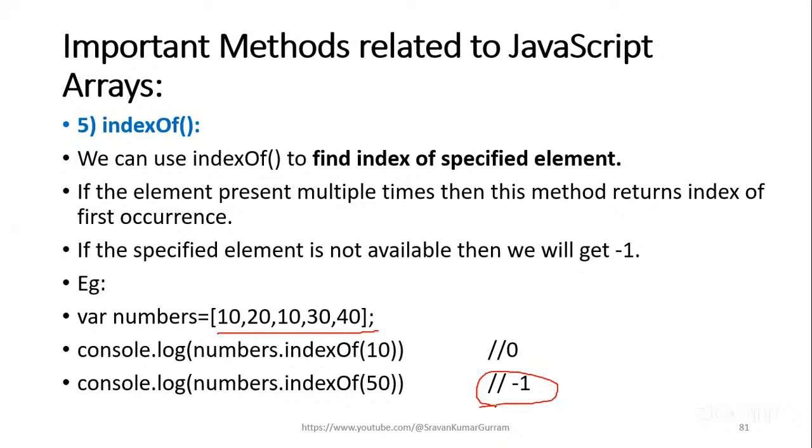If the element is found, it returns the index value of that particular element, case 1. Case 2, if the element has repeated multiple times, then it returns the first occurrence of the element. Important point 2. Next important point is if that particular element is not found in the given array, it returns -1.